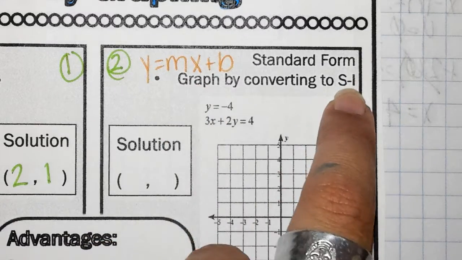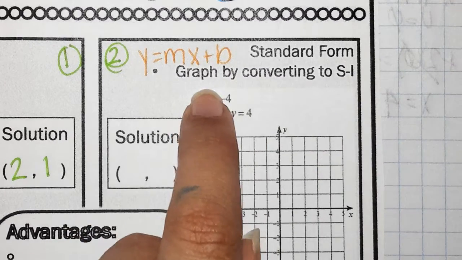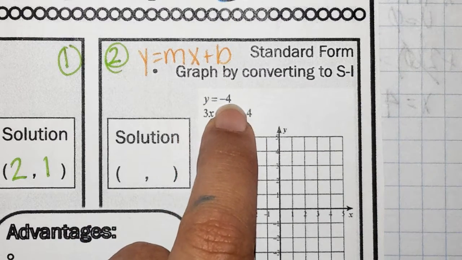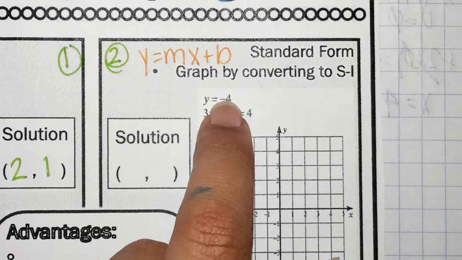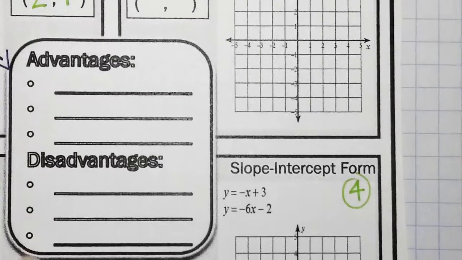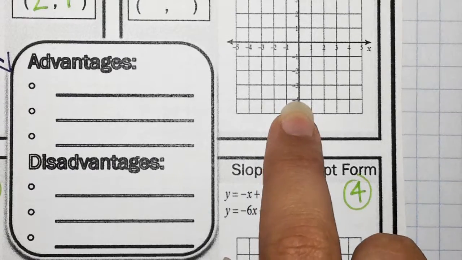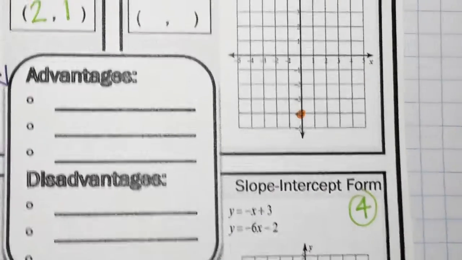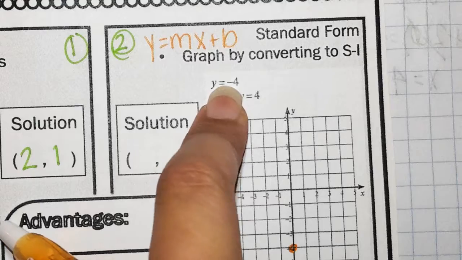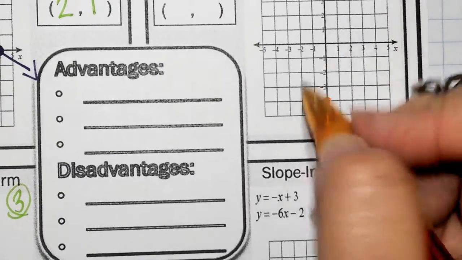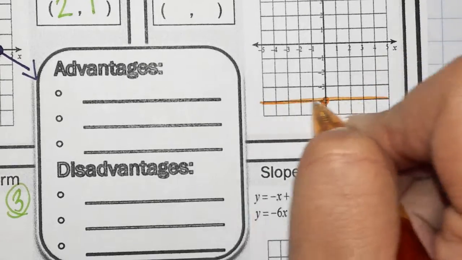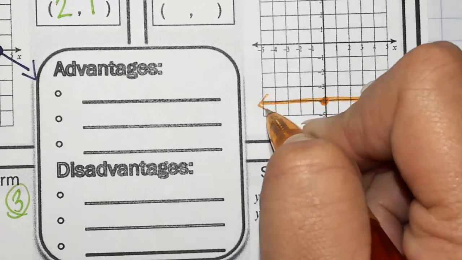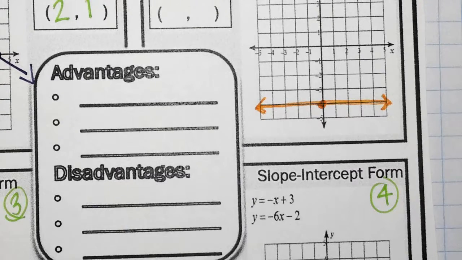Alright, so this says graph by converting to slope intercept. So we're going to solve for y. Is this first one solved for y? Yep, so we can just graph it. Now that says y equals -4. So where do we graph that? On the y-axis at -4, right? Now, do we have any x in this equation? So we don't have a slope. Remember, this is a horizontal line, so it just looks like this. So y equals -4. There's no x, so there's no slope.